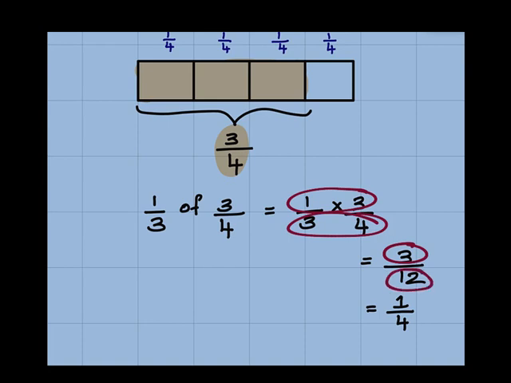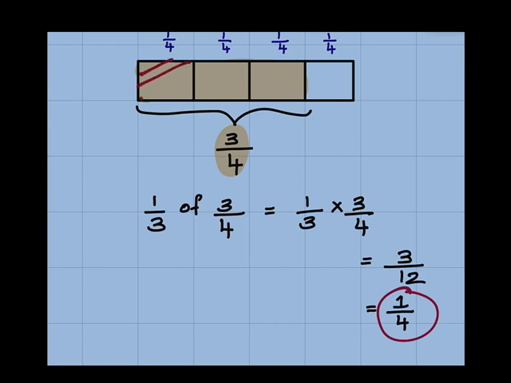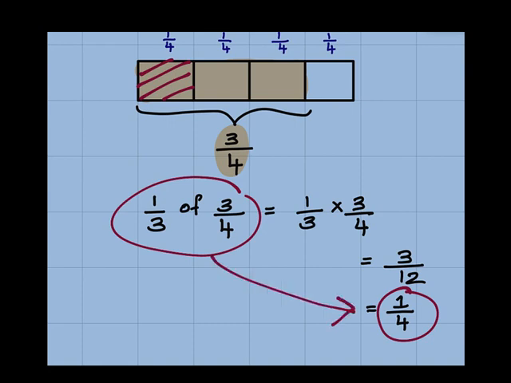3 over 12, and both are multiples of 3. So when we simplify it, it becomes 1 over 4, or 1/4. And in the tape diagram, each box is 1/4. So 1/3 of 3/4 is 1/4.